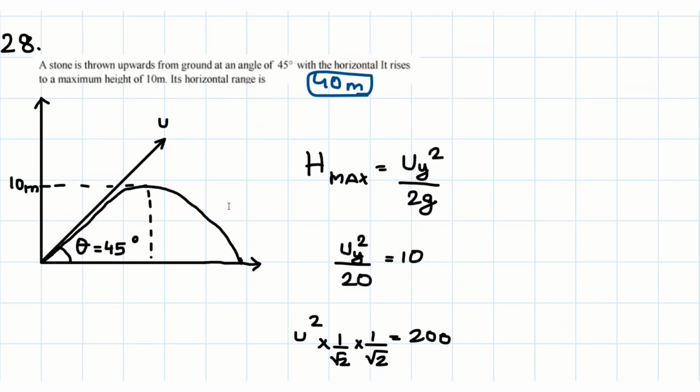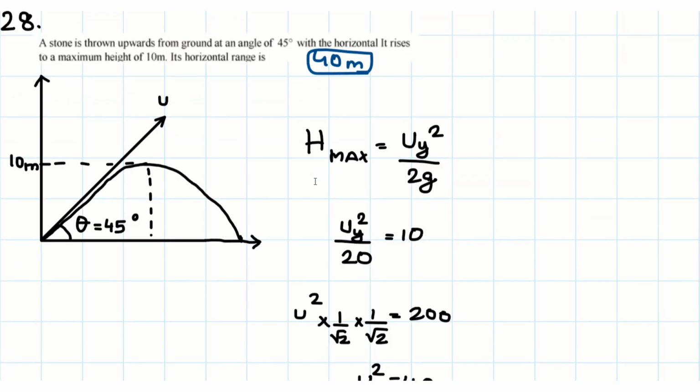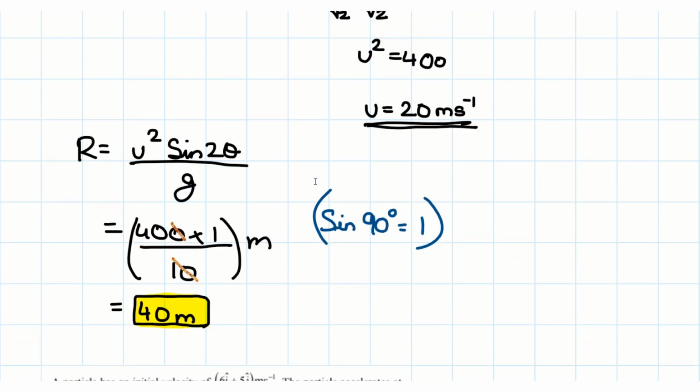The 28th question states that a body or a stone is thrown upwards with an angle of 45 degrees with the horizontal. It rises to a maximum height of 10 meters, and we need to find the horizontal range of this projectile. Now maximum height is given by the formula uy square, or y component square, divided by 2g, which is equal to 10, and from here we get the value of u as 20 meters per second.